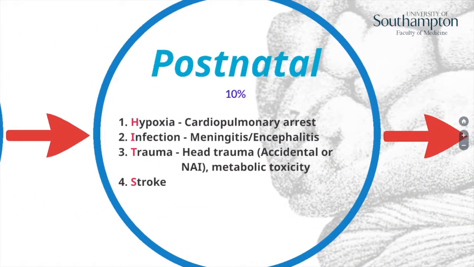Finally, we move on to the third phase, which is the postnatal phase, where 10% of the risk factors are present. An example would be cardiopulmonary arrest due to drowning or strangulation, infections such as meningitis, trauma, which could be accidental or non-accidental, more focused on the head, and finally stroke.